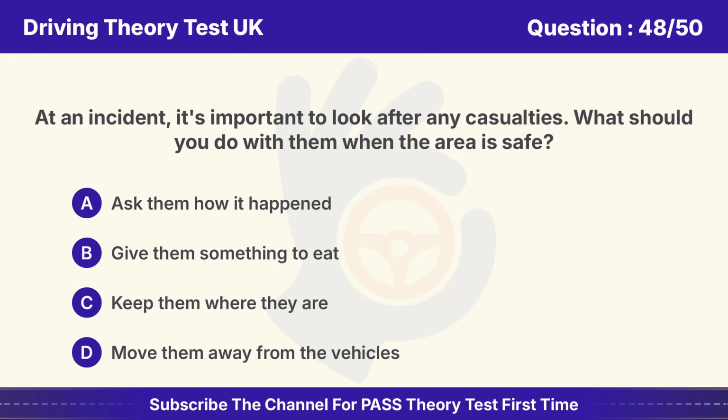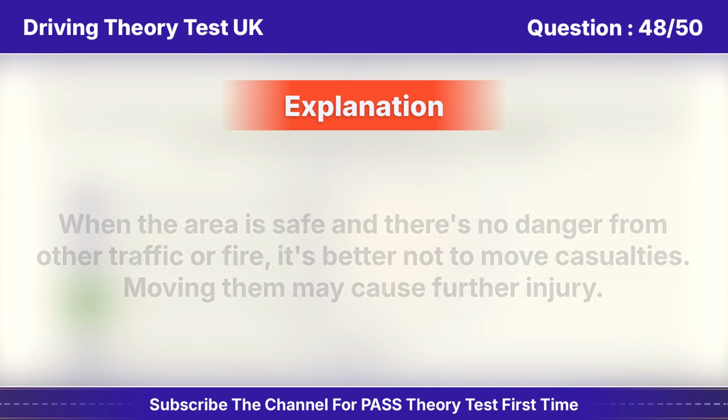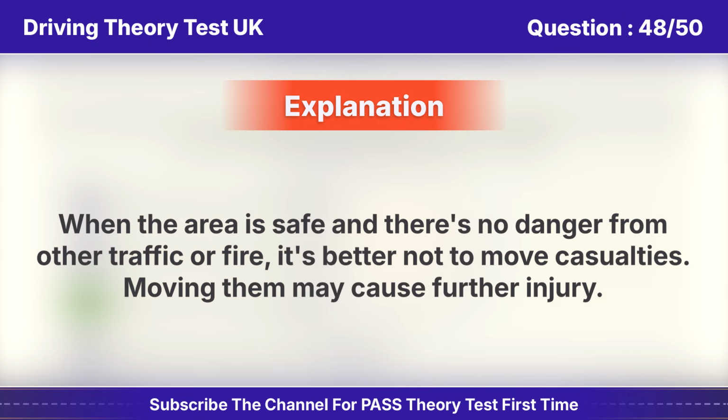Question 48. At an incident, it's important to look after any casualties. What should you do with them when the area is safe? Answer is C. Keep them where they are. When the area is safe and there's no danger from other traffic or fire, it's better not to move casualties. Moving them may cause further injury.